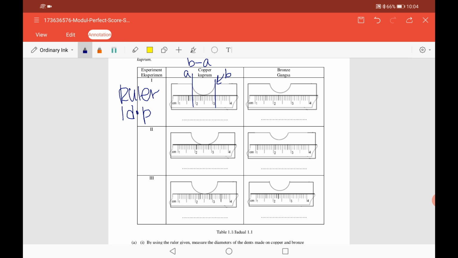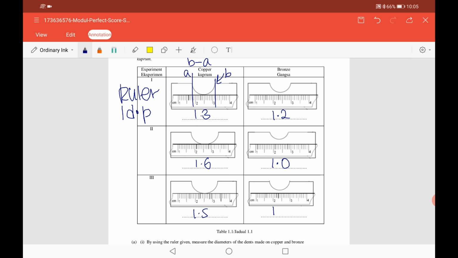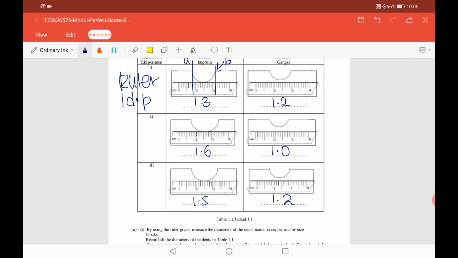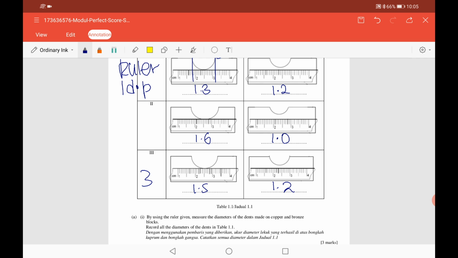Let me do it faster here. This one I will get maybe 1.3, this one 1.6, and I'll get 1.5. This one I get 1.2, this one 1.0, this one 1.2. Make sure you put 1 decimal point. If you don't, they will penalize. After you put all these values, how many marks can you get? Out of 3 marks, will you get 3 marks? No, you won't. You will only get 2 marks.